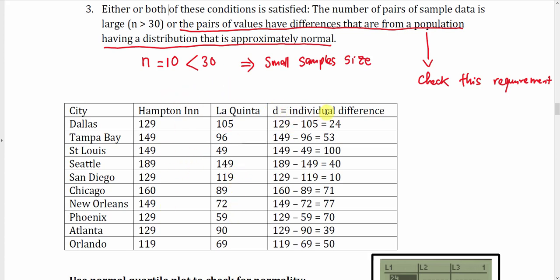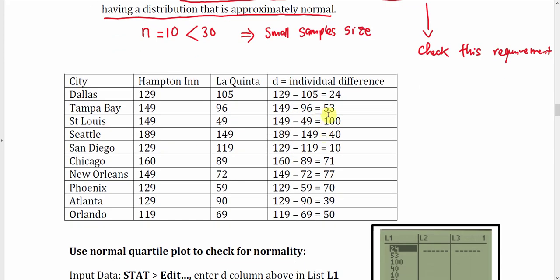The letter D is the individual difference. So all you do is take the price of Hampton, subtract La Quinta to get 129 minus 105, which is 24. The same thing for the other nights' data. So we subtract the differences between them to get D. And now 24, 53, 140, 10, and so on. This is the value for D.